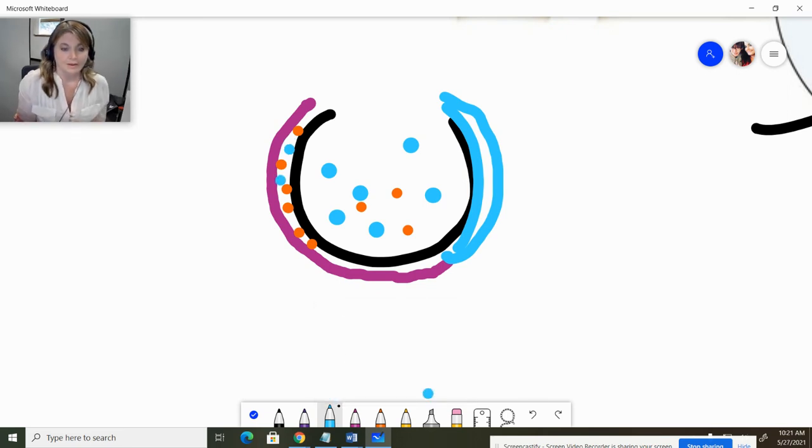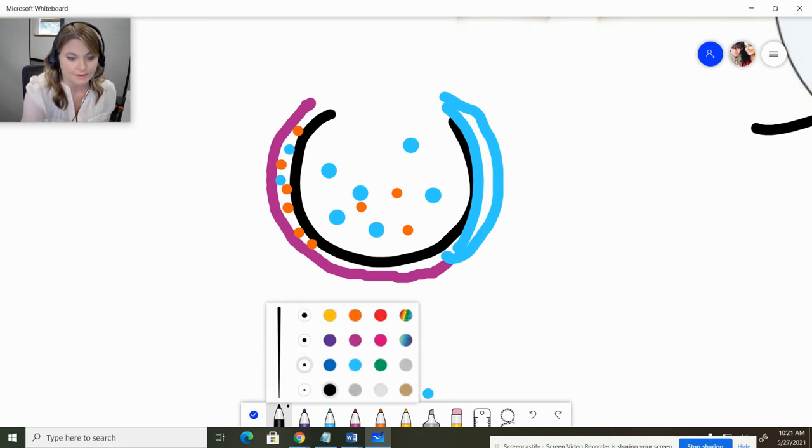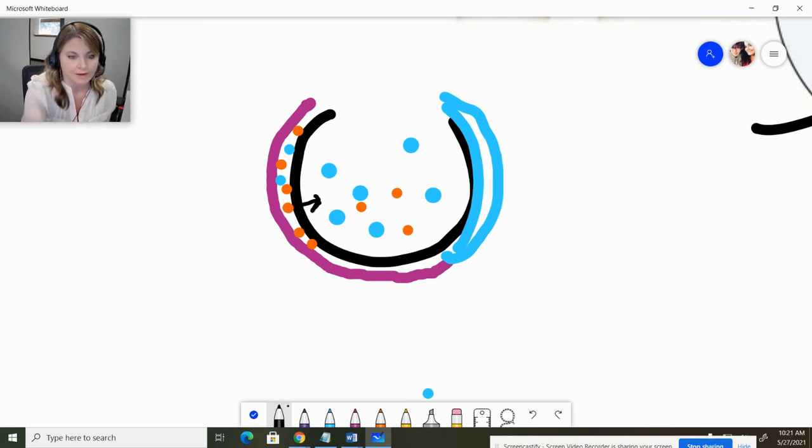Okay. So because of diffusion, the carbon dioxide moves across the semipermeable membrane into the alveoli, and the oxygen is going to move the other way, right? Oxygen is going to move to an area where there's less oxygen because that's diffusion, and carbon dioxide is going to move to an area where there's less carbon dioxide, from an area of high concentration to low concentration.